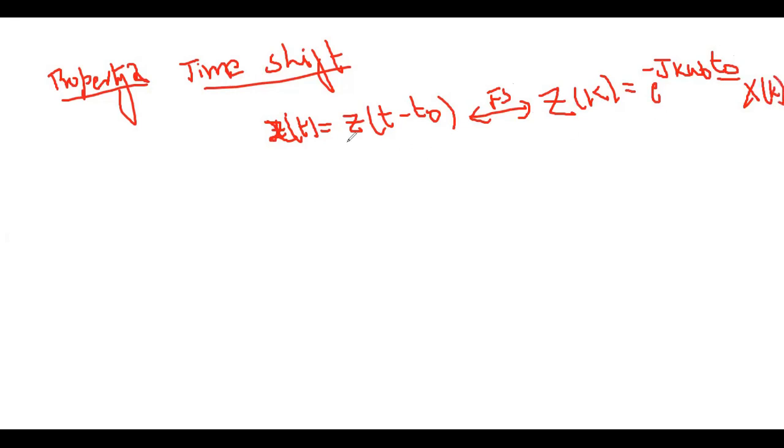For x of t, the Fourier series is x of k only. When it is shifted with the t naught samples, it is multiplied with e power minus j k omega naught into t naught. Let us take the proof.